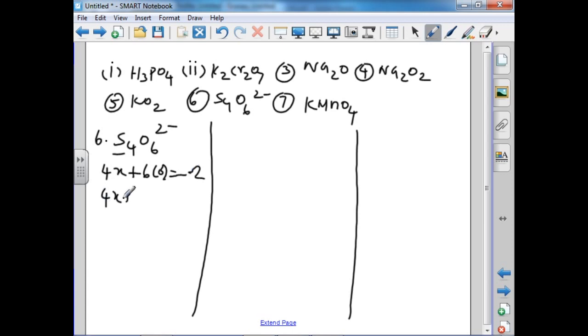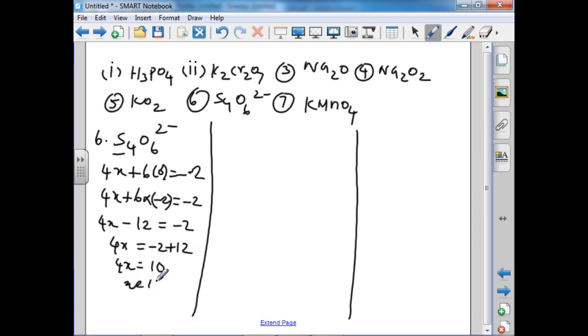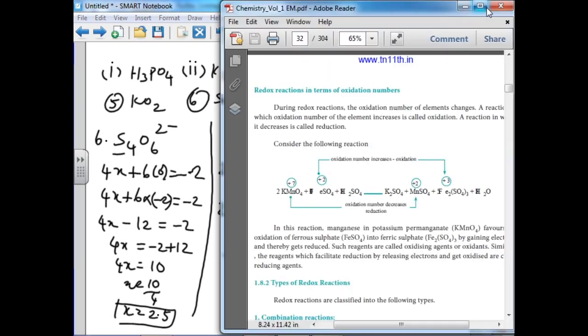So 4X plus 6 into, what is the oxidation number of oxygen? Minus 2, equal to minus 2. 4X minus 12 equal to minus 2. So 4X equal to minus 2 plus 12. 4X equal to 10. So X equal to 10 divided by 4. So this is also a fraction value. So X equal to 2.5. The oxidation number of sulfur in S4O6 2 minus is 2.5. The last one is potassium.